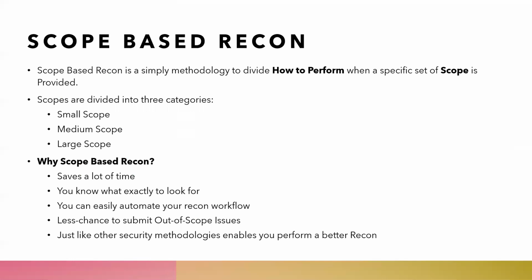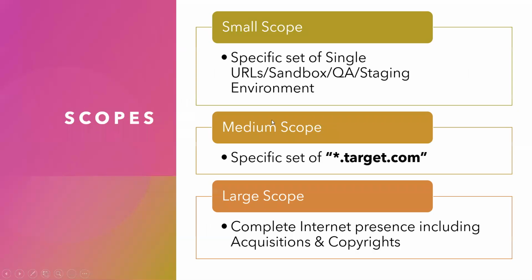You can write a small script using 4 or 5 tools for subdomain enumeration, and then you can simply probe them and send it to the subdomain takeover tools and try to see if it's working for you. There is less chance to submit out of scope issues, and just like other security methodologies, it enables you to perform a better reconnaissance. Now, let's quickly look at the small scope, medium scope, and the large scope recon.